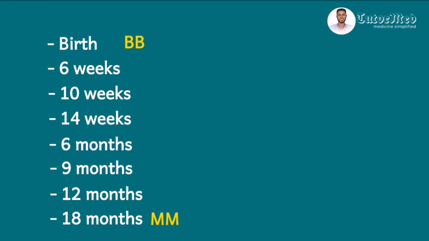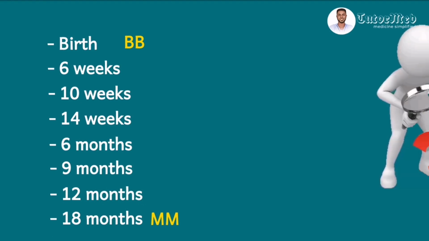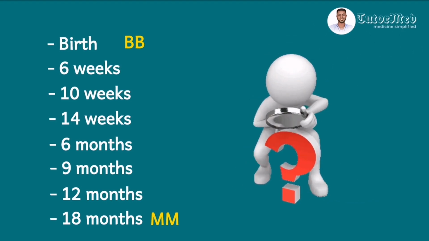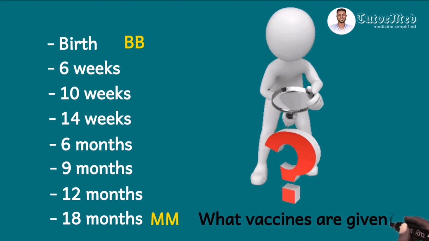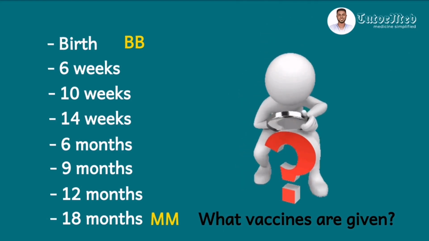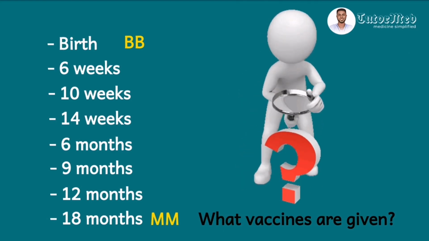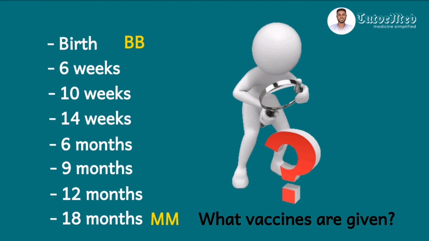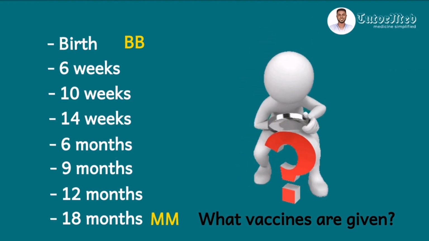Pretty interesting, right? Now we know the vaccines which are given at birth and then 18 months. How about the other timelines? What vaccines are given? And so her narrative would lead us to get the vaccines which are given for the other timelines.